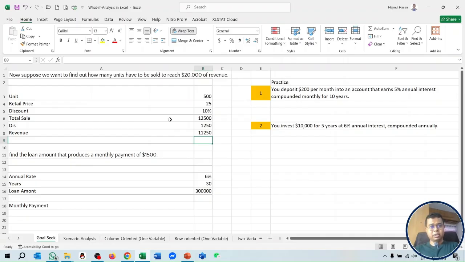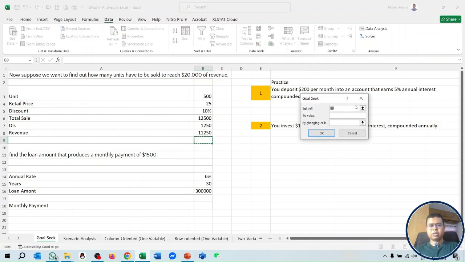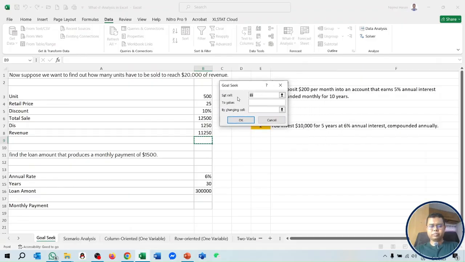Now the question is, if I would like to make $20,000 in revenue, how many more products do I need to sell? It means I need to increase the number of products sold. So how can we do it? How many products do I need to sell? Just go to Data, go to Forecast, What-If Analysis, and Goal Seek. Here you will find three options. Number one, Set Cell.